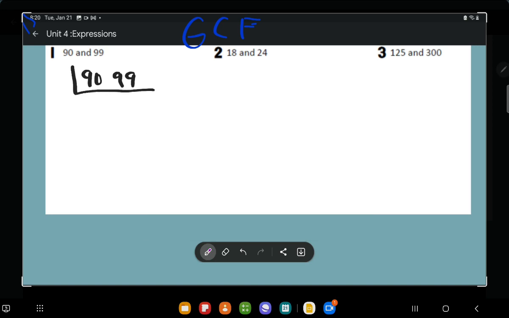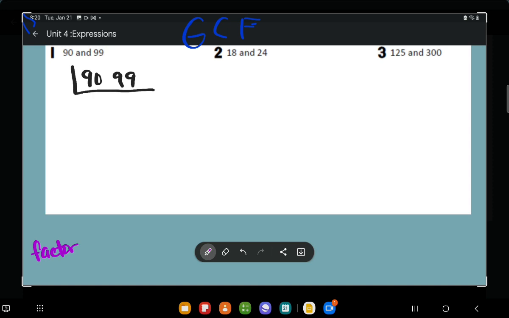And then I need to think of a factor that they both have in common. Okay? So what are some ways I can make 90? What are ways I can make 99? And they should both have a number that's the same. Those are where factors are. And we're making it by multiplication. So if you looked at this and you thought, oh my gosh, I think I know, I think it's 9, you would be right. Because a common factor of 90 and 99 is 9.